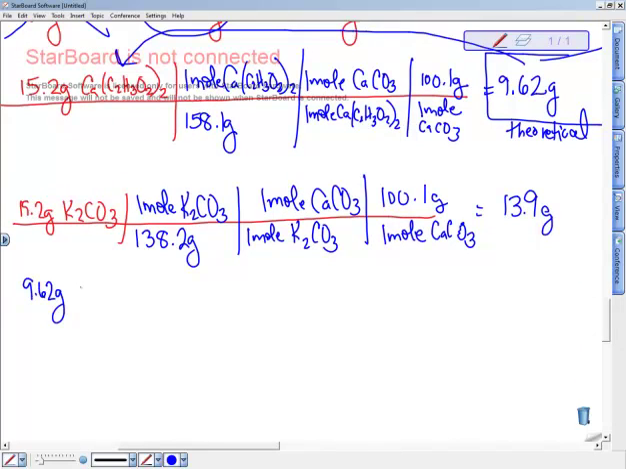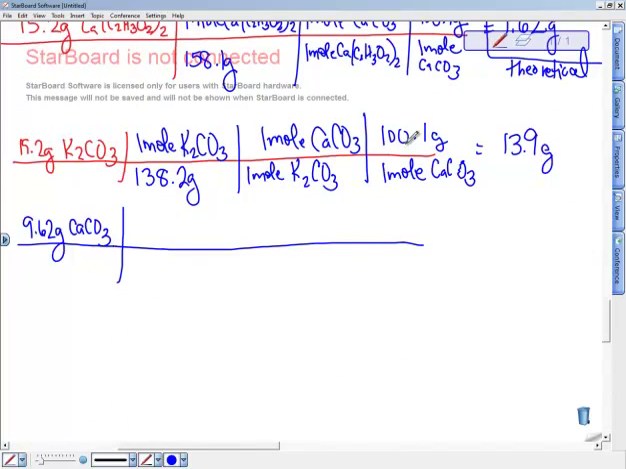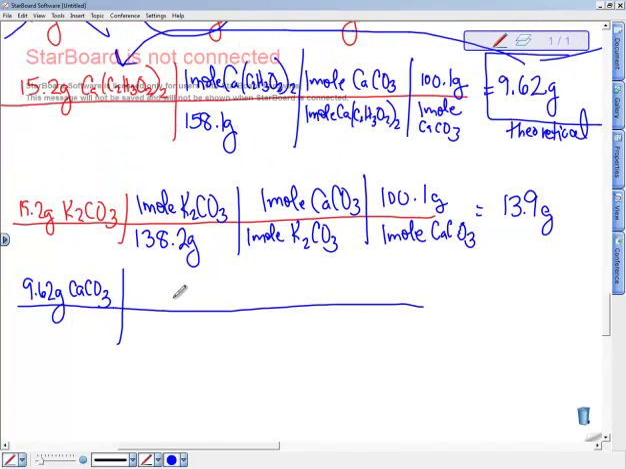So I'm going to start with the 9.62 grams of the precipitate, calcium carbonate. And I'm going to figure out, doing some stoichiometry, exactly how much of the potassium carbonate I use, because I didn't use all of it. So in this third problem, what we're doing is going from calcium carbonate to potassium carbonate to figure out how much we actually used. How much did it take to make that 9.62 grams? The best part about going backwards is you already have all of your molar masses done.